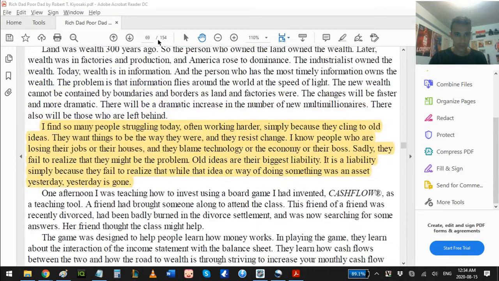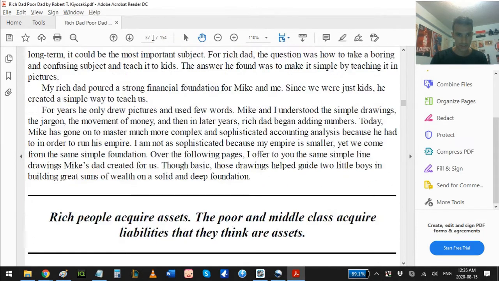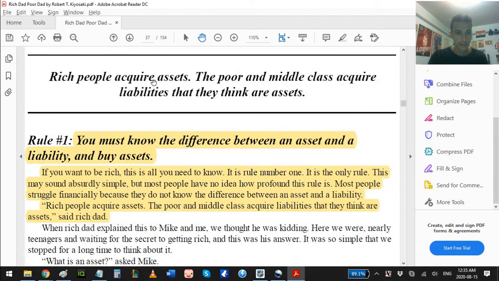So I want to move on to page, I believe it's 37. Yes. Okay. So this is the main point. Okay, assets versus liabilities.